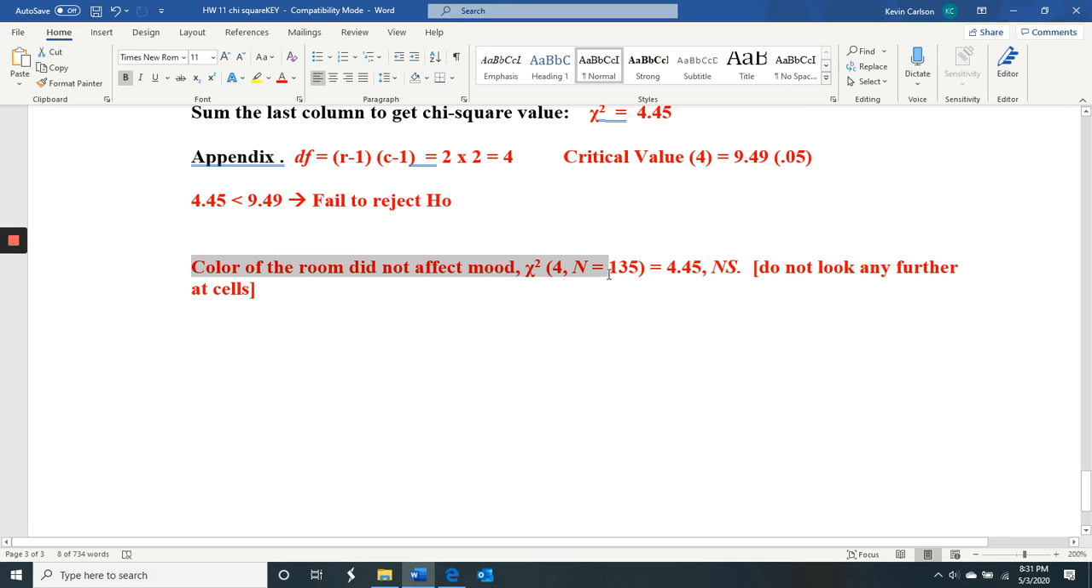Chi-square, degrees of freedom, sample size equals 4.45, comma NS, not significant, that's all we say. So just like the F test, if it's significant, go look at those cells and see what's going on. If it's not significant, you just say there's no relationship between these two variables. Make sure you say what those variables are, give the chi-square statistics, and that's it.